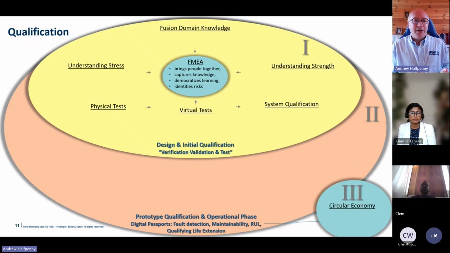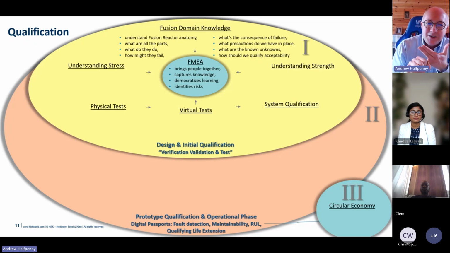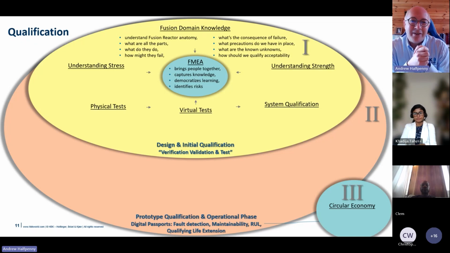So how does that work? So FMEA, first of all, it's not a document or a program. It's a process, and it's a process of bringing people together. And what they're going to do is, first of all, help us to understand this new domain, understand the anatomy of a fusion reactor. What are all the parts? What do they do? How might they fail? What would be the consequence if that failed? What precautions do we have in place? What are the known unknowns at this stage? And how would we go about qualifying what is and isn't acceptable in the form of a test?